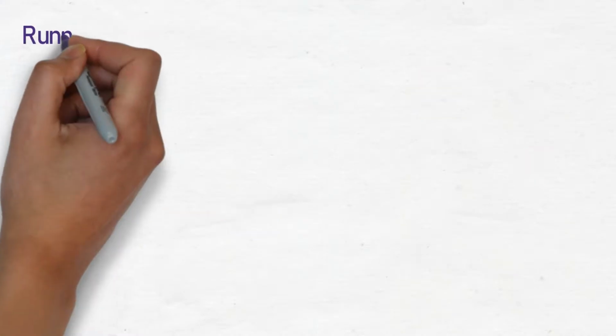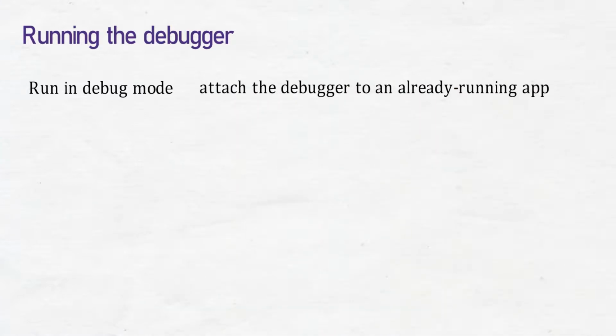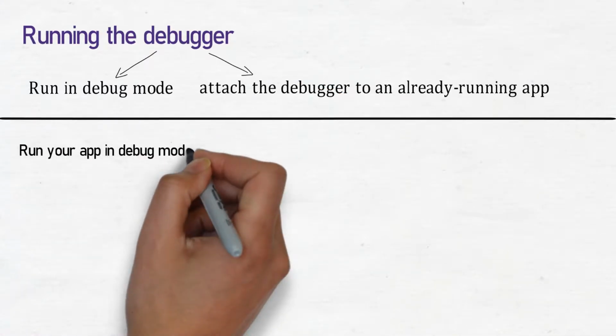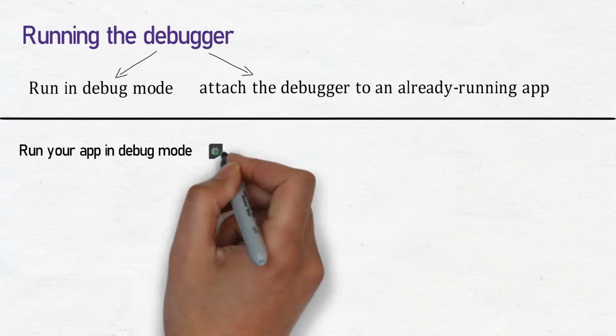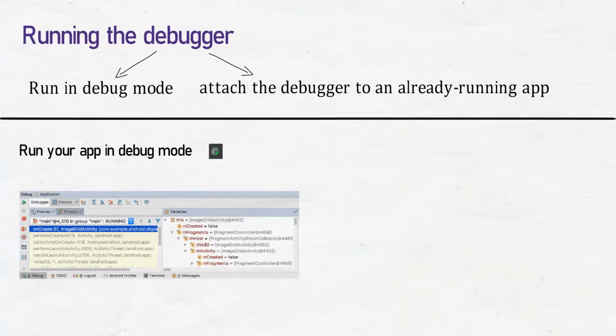Running an app in debug mode is similar to just running that app. You can either run an app in debug mode or attach the debugger to an already running app. Running your app in debug mode. To start debugging, click Debug in the toolbar. Android Studio builds an APK, signs it with a debug key, installs it on your selected device, then runs it and opens the debug window.